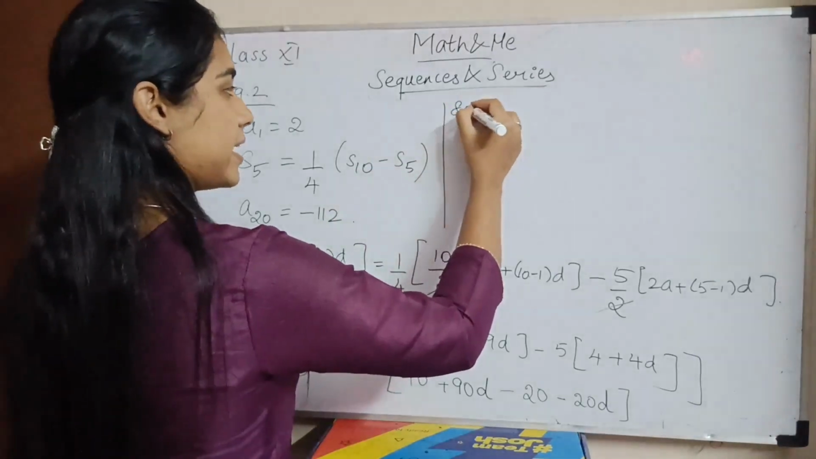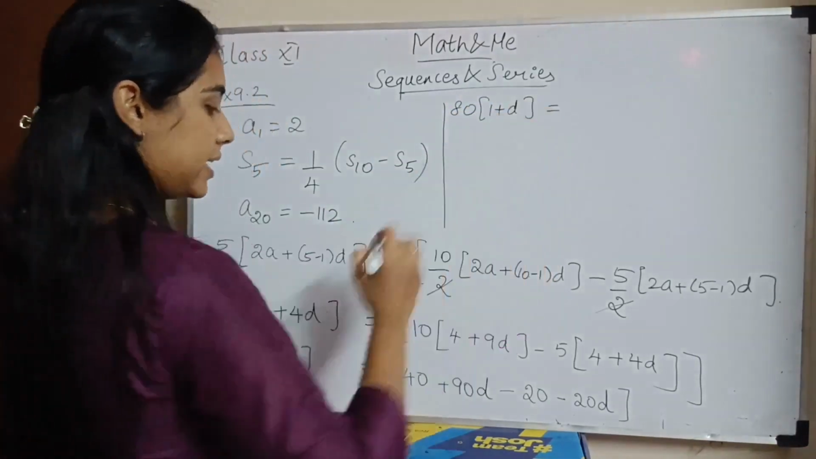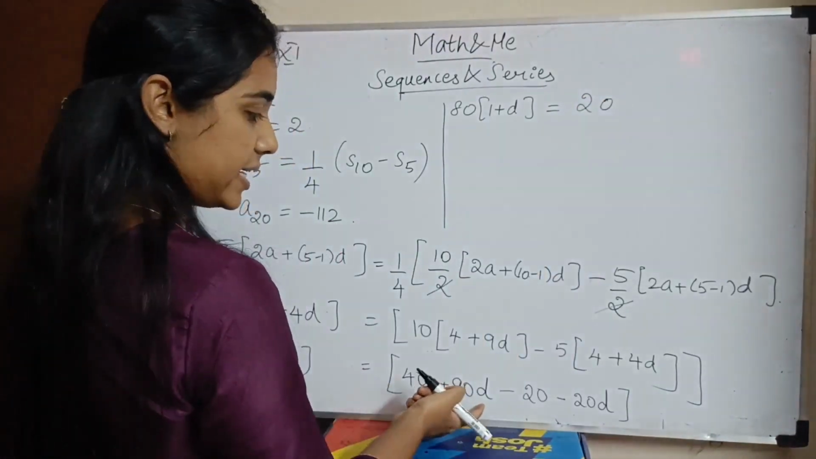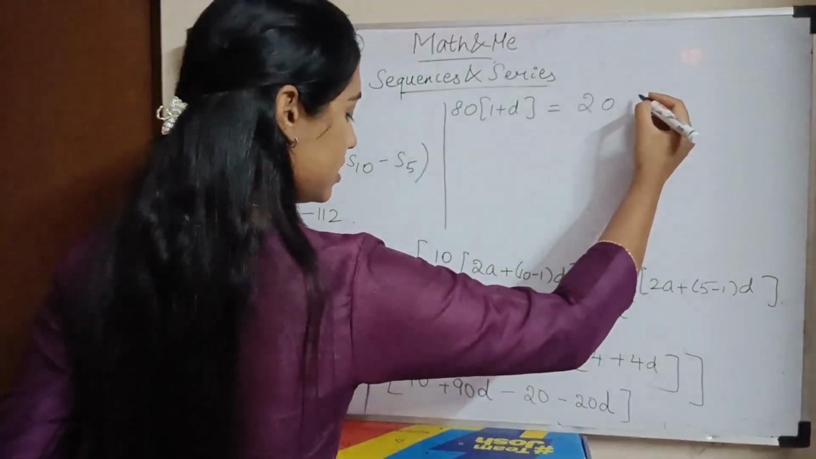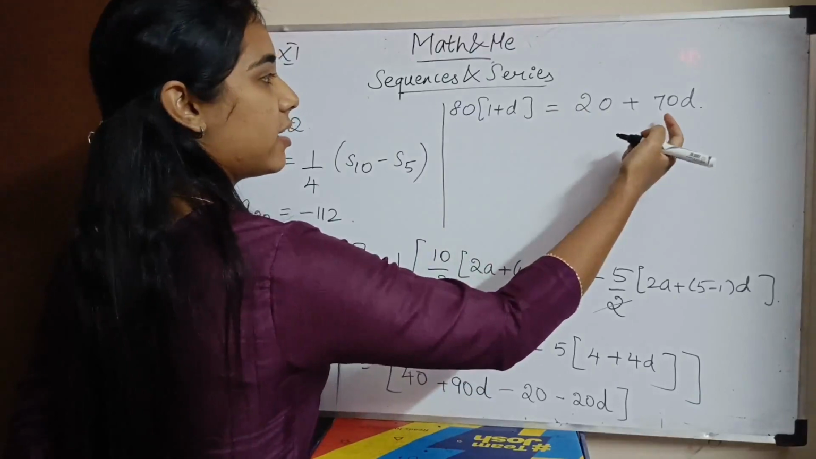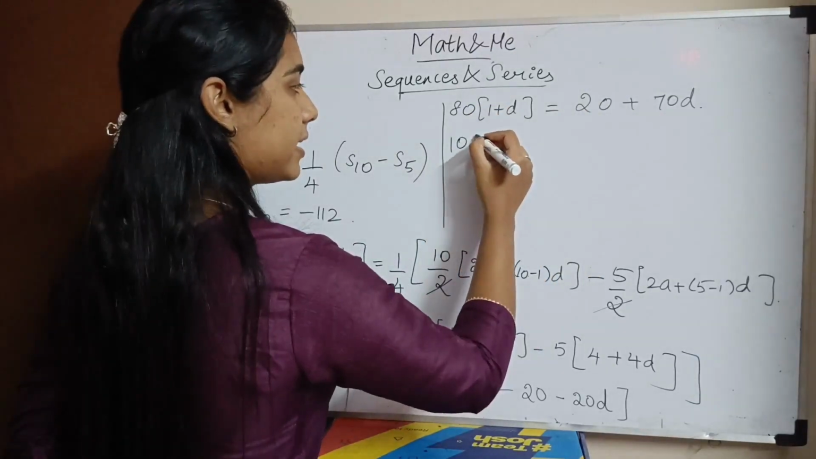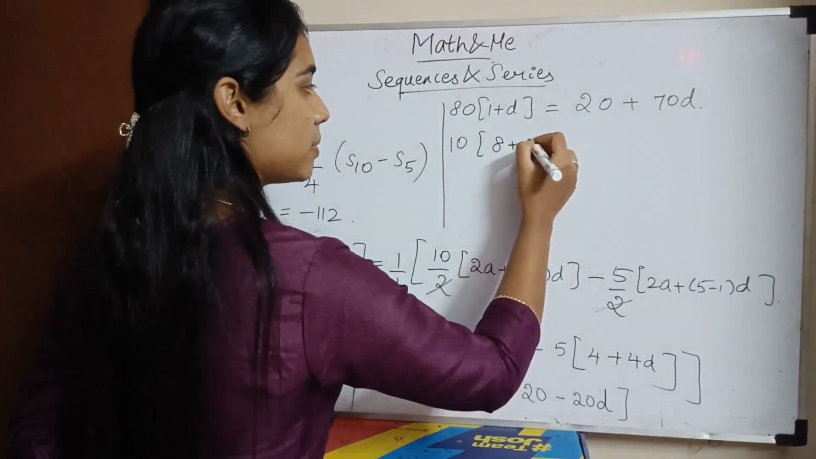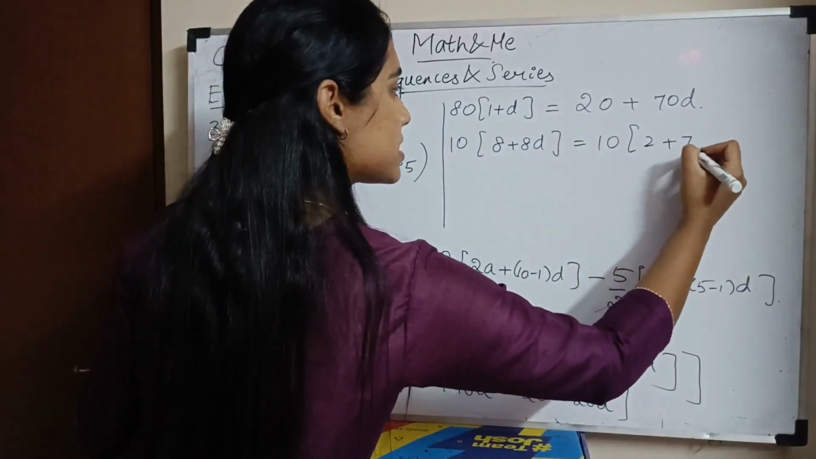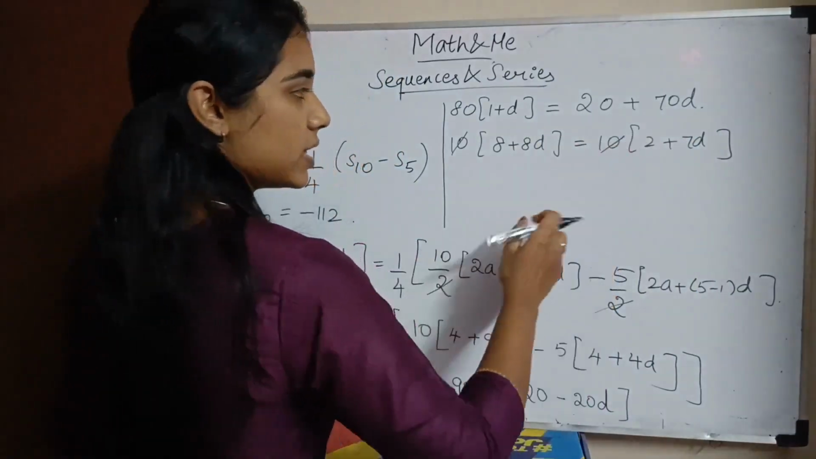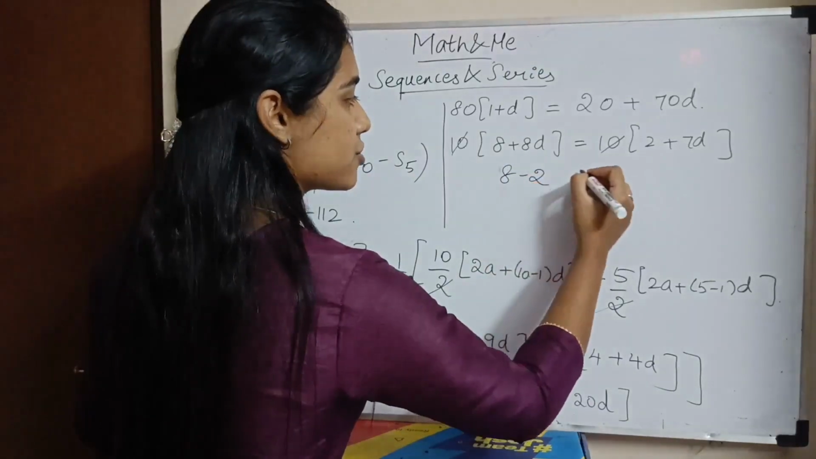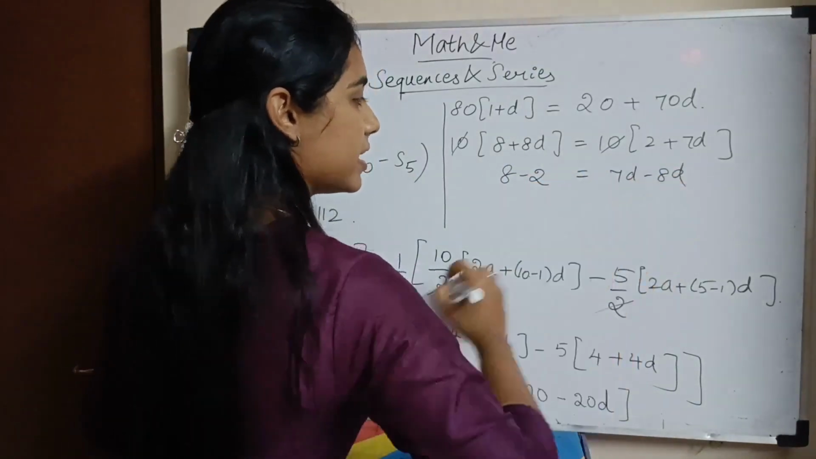The left hand side remains the same. 8 times 1 plus D equals 40 minus 20 is 20. 90D minus 20D is 70D. So plus 70D. So here when I take the 10 outside, I have 10 times 8 plus 8D equals 10 times 2 plus 7D. So now I bring the numbers to one side and the D's to the other side. I have 8 minus 2 equals 7D minus 8D.